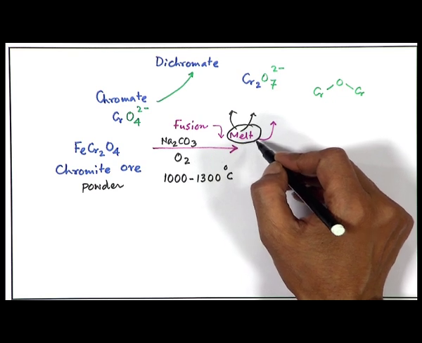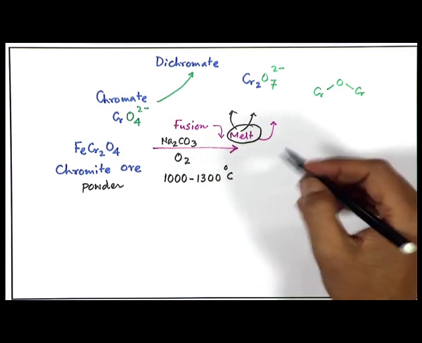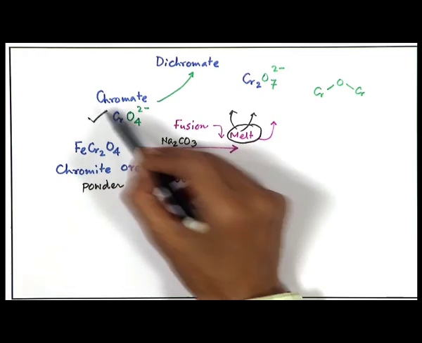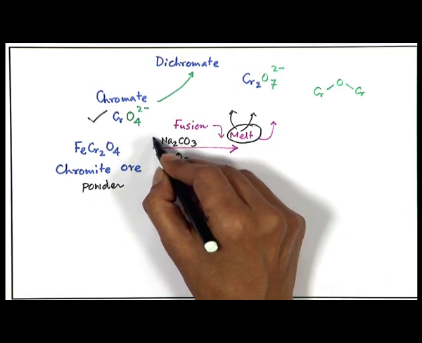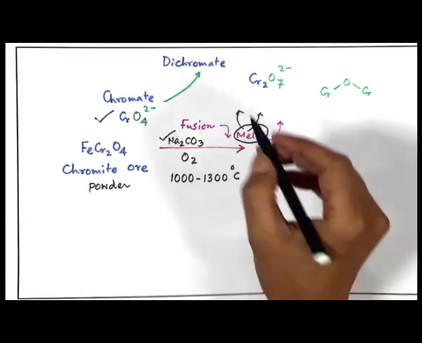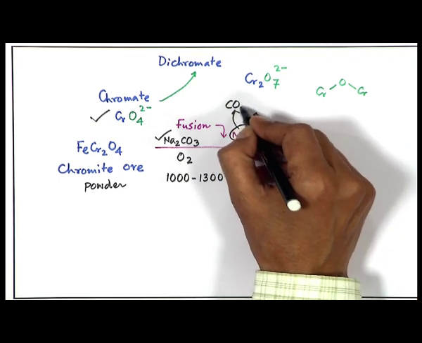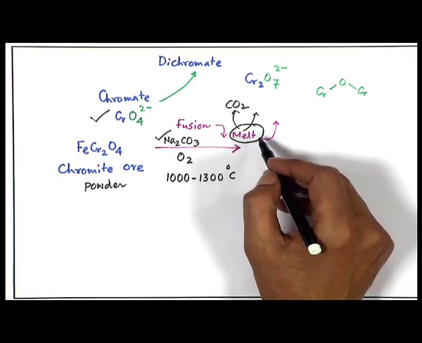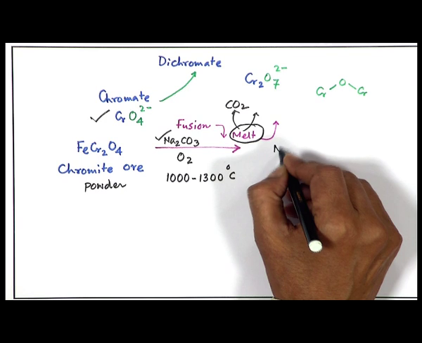If you fuse it on the Bunsen burner, we get the melt. Once we heat it, the ore is converted to something present in the melt, which is CrO4 2 minus in the presence of sodium. During this fusion, since we are heating a carbonate salt, carbon dioxide goes out as the gaseous product and makes holes in the melt. So, the melt will be a very fluffy material.